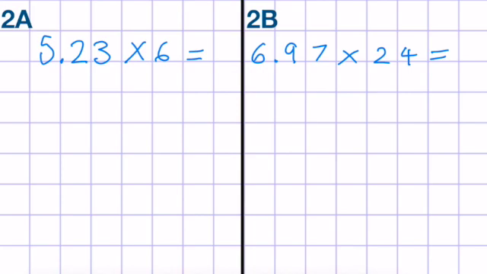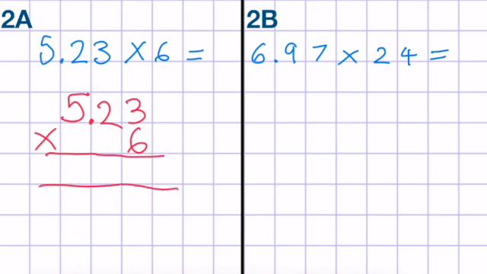For 2A and 2B, you've got a decimal times either a 1-digit number or 2-digit number. Press pause, then we'll do it together. Okay. 5.23 times 6. Put your decimal point here. 6 times 3 is 18. Carry the 1. 6 times 2 is 12 plus 1 is 13. 6 times 5 is 30 plus 1 is 31.